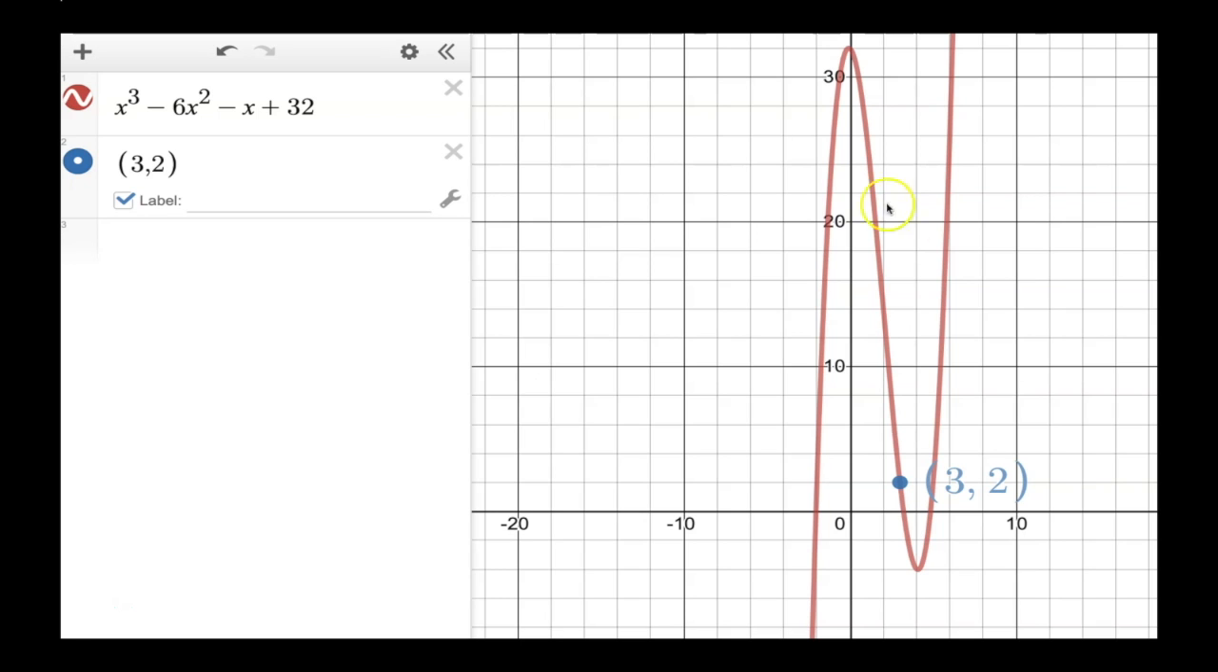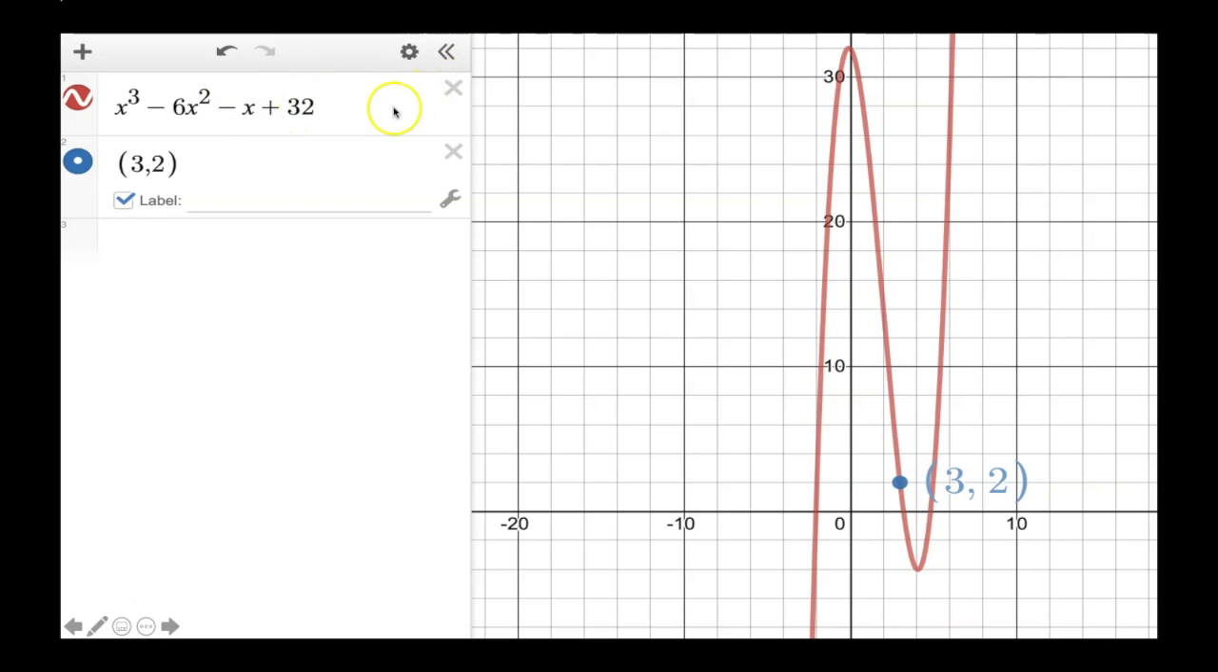Well, let's look at the graph. This is it, x cubed minus 6x squared minus x plus 32. Now this is on Desmos. This is a really great way to do graphing. This is free and it's online. I love Desmos and use it a lot. Highly recommend it. But here's the graph right here.